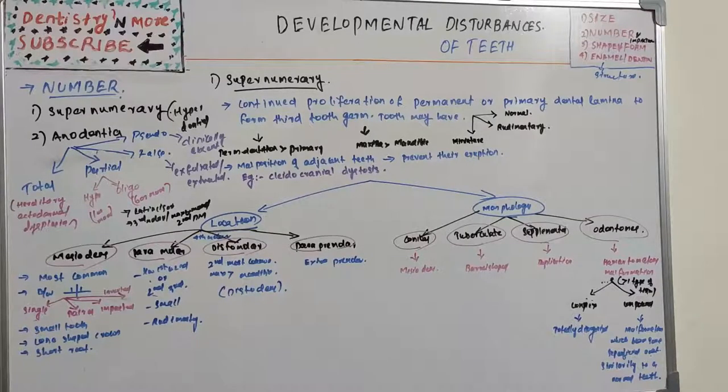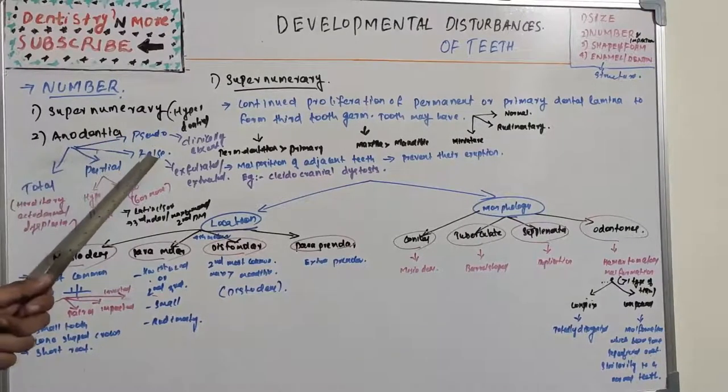Now we have partial anodontia. Partial means a few teeth are missing. It can be hypodontia or oligodontia. If one or more teeth are missing, we can say there is hypodontia, and if six or more teeth are missing, we can say oligodontia. The most commonly missing teeth are lateral incisor, third molars, and maxillary or mandibular second premolar. So which are these? Lateral incisor, third molars, maxillary and mandibular second premolar.